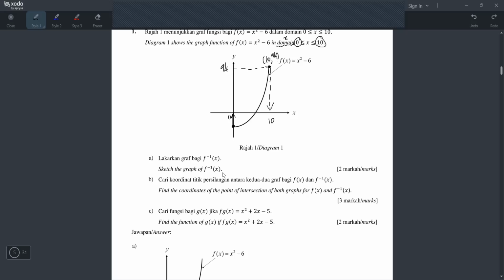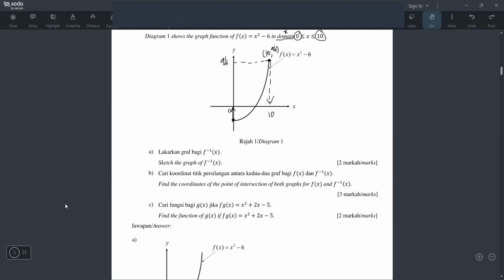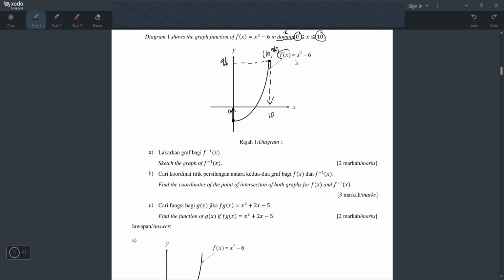Okay, part A says sketch the graph of f inverse x. And if I look at the answer space, they provided this space so I can sketch here. So how do we sketch f inverse x? Okay, you need to know something. The f(x) curve and the f inverse curve will be a reflection of each other on this line. And what do we call this line? This line we call y equals x.